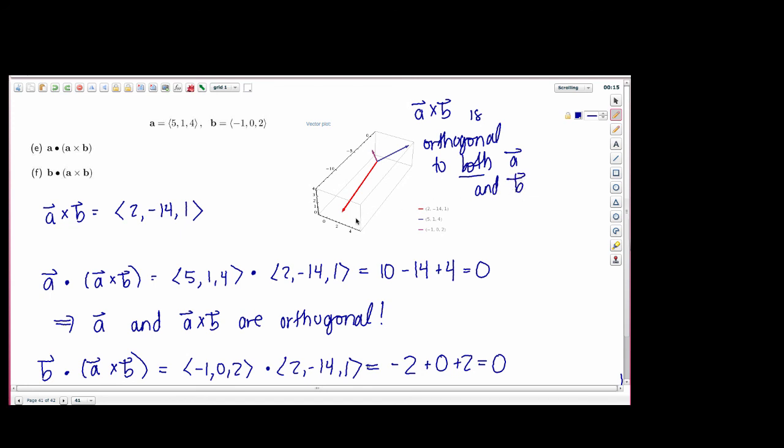And here I've actually plotted the vectors for you. So this blue vector is our A, 5, 1, 4. The purplish vector is our B, minus 1, 0, 2. This red vector is the cross product, and what we see is that the cross product is orthogonal to both of these original vectors.